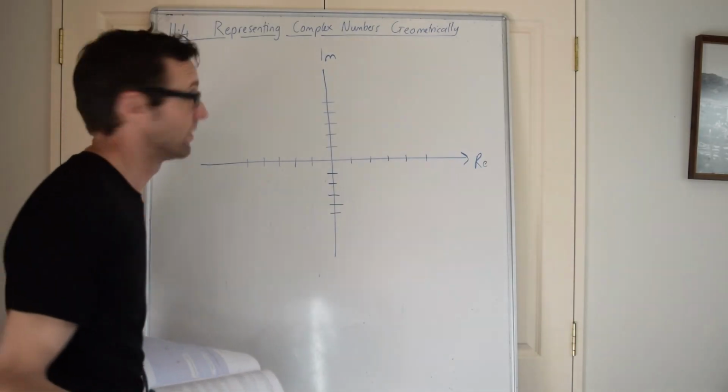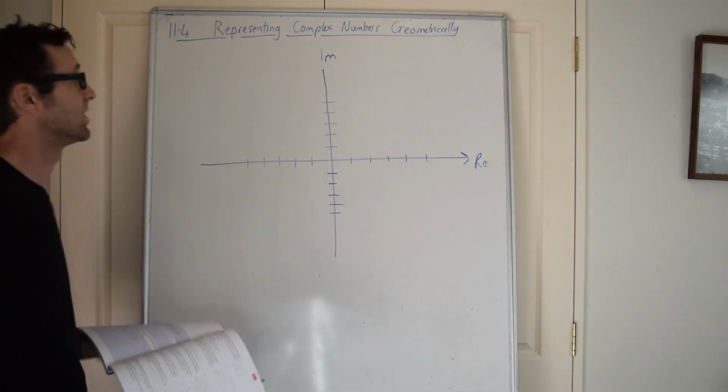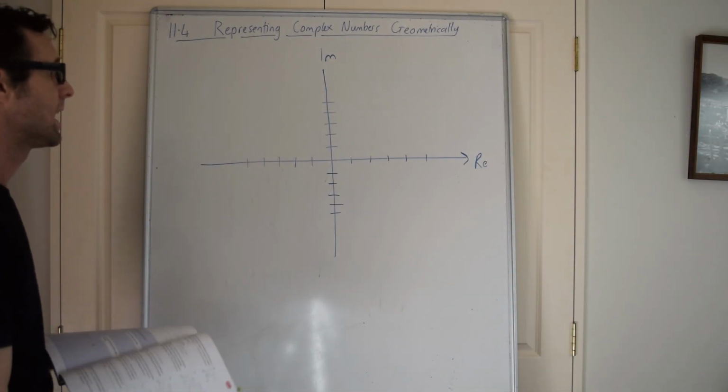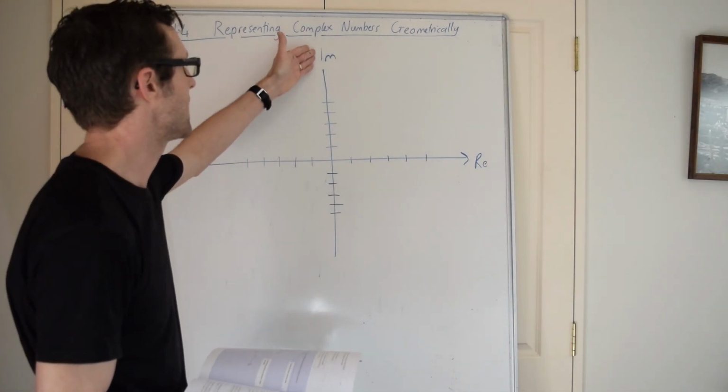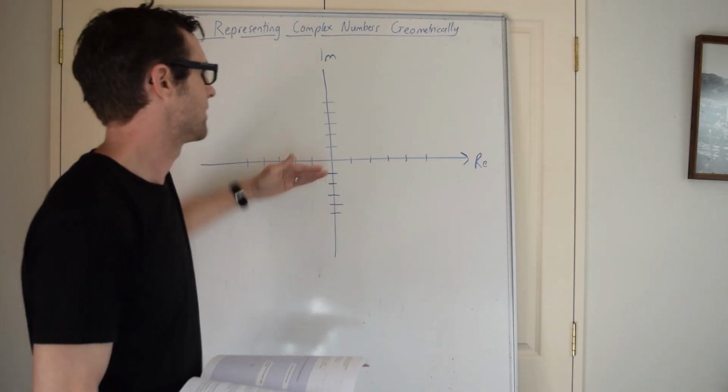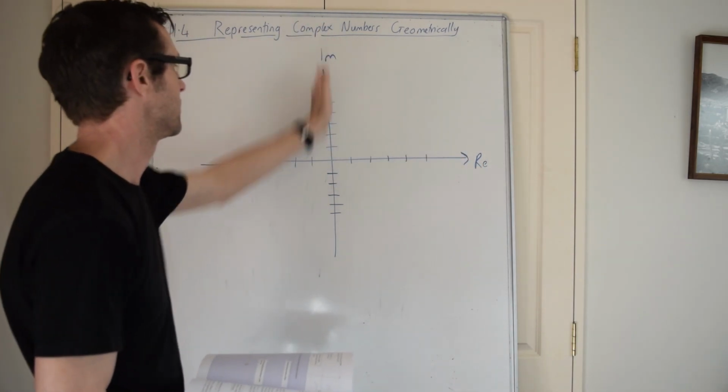Alright team, so just a quick video today. We're looking at 11.4, representing complex numbers geometrically. What we can do to do this is set up an axis like this. We've got real as our x and imaginary as our y.